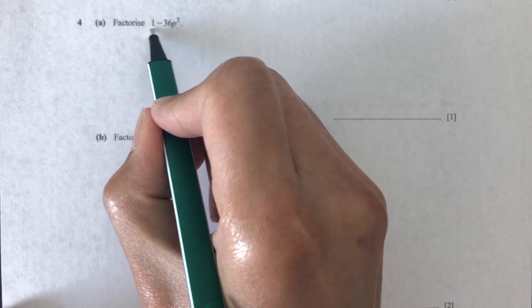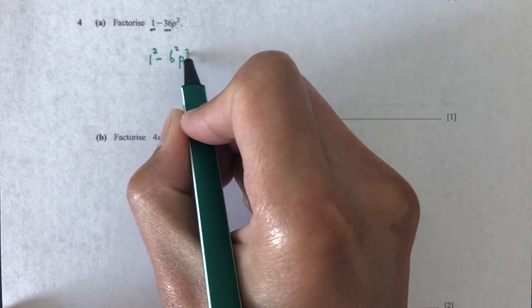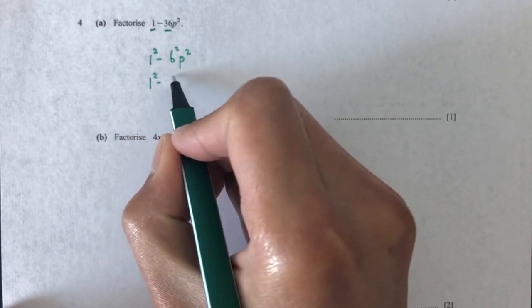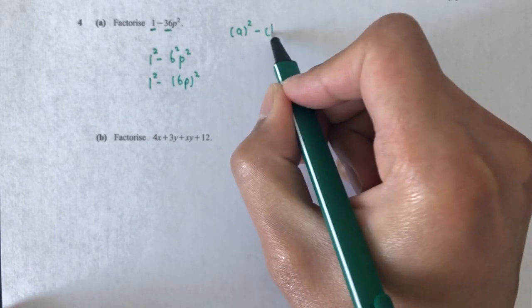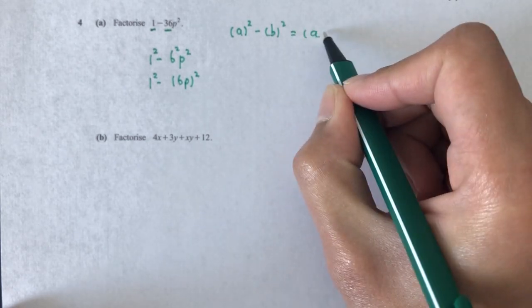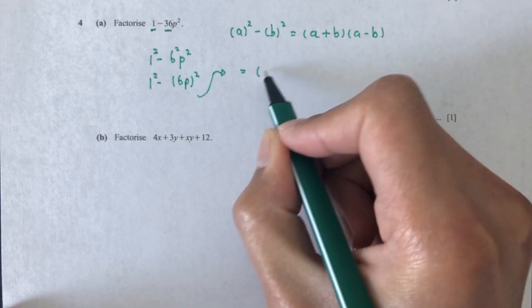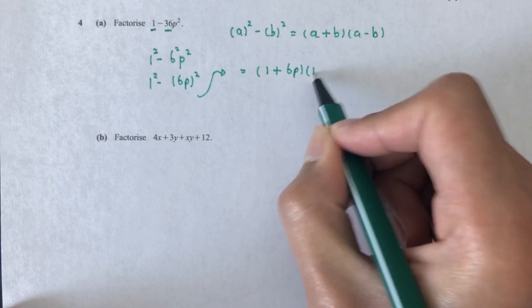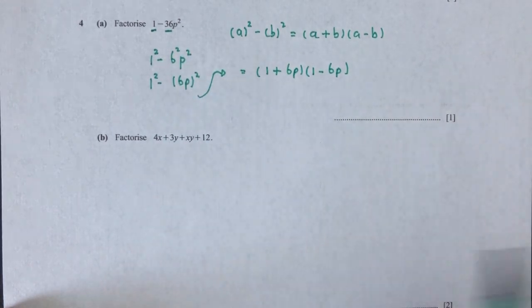Question number 4, part A, factorize 1 minus 36p squared. So the first thing you will notice that we have number 1, and number 36, they both are square numbers, which means 1 is 1 square, 36 is 6 square p square. So we can rewrite this as 1 square minus 6p square. Now remember, when we have this kind of numbers, it will become a plus b, a minus b. So same thing here as well, we will have 1 plus 6p and 1 minus 6p. So you can do this when you have subtraction of square numbers. Okay, that is your answer for part A.